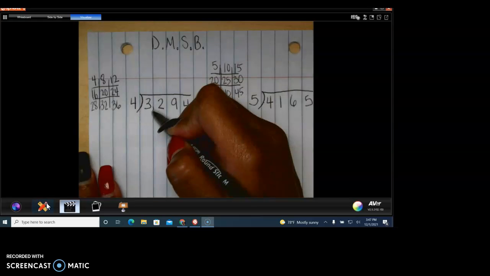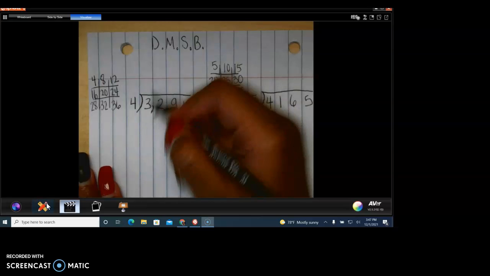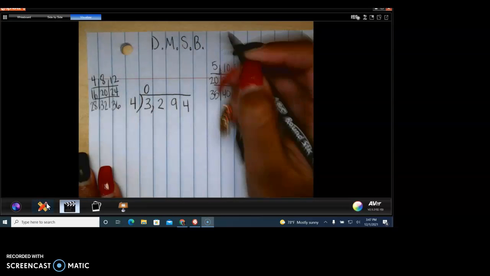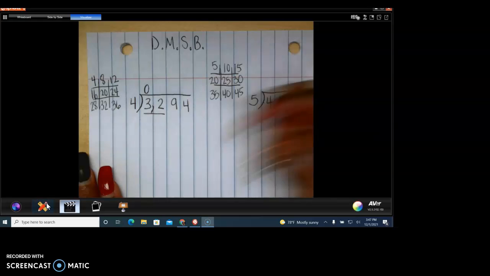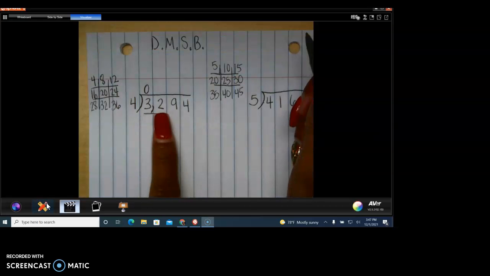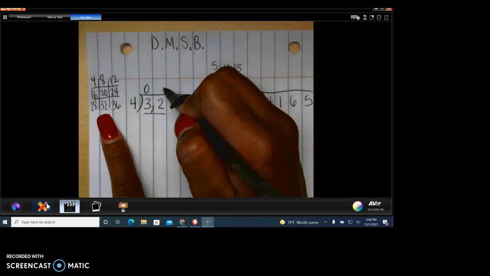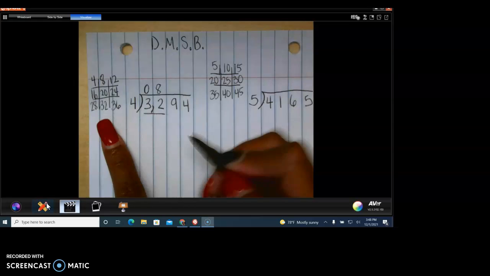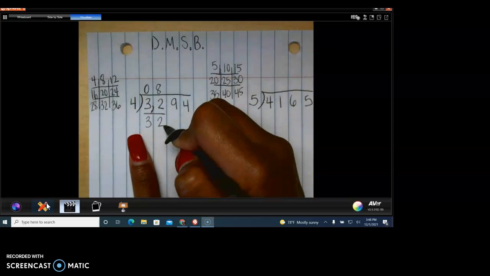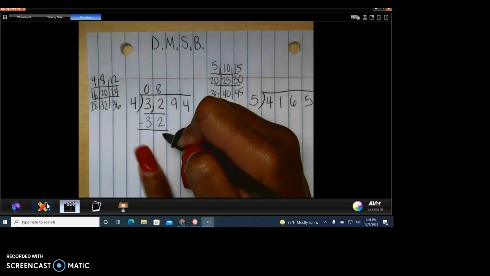If we have 3,000, I can't make any groups of 4. So I put a 0, and then I really think about the number 32. Remember, we always start from the greatest and then kind of realize what we need to do here. So I know that, okay, 4 times 8 is 32. That's just enough. It doesn't go over. Remember, we can't go over, guys.